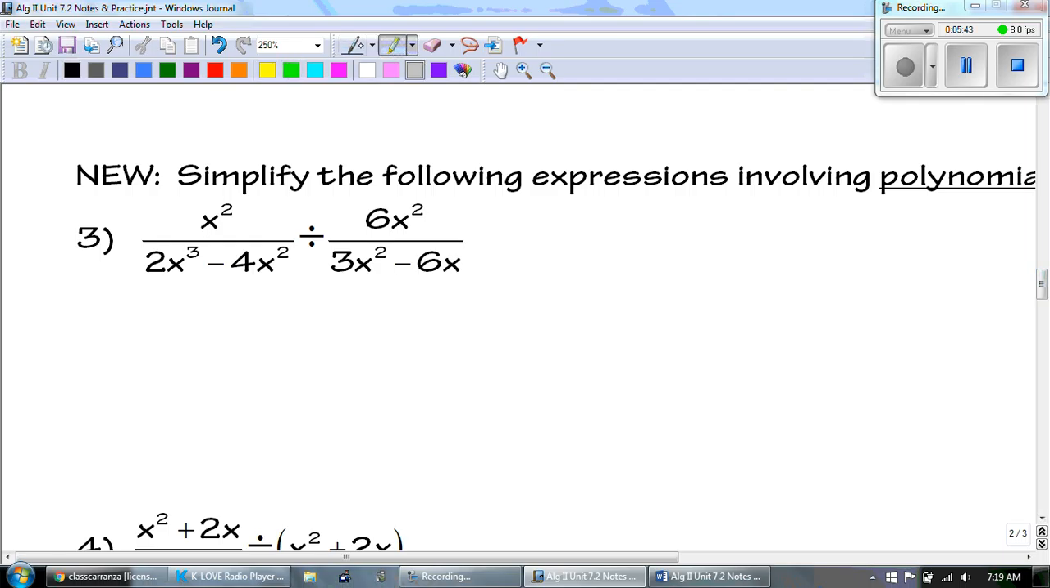Okay, so the first thing that we notice is that there is division. And when we see division, we have to multiply by the reciprocal, which means I have to flip the second part. Okay, so I'm doing the same thing as before. The x squared, I can't factor anything from that.